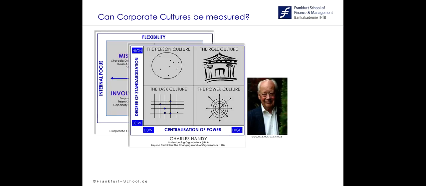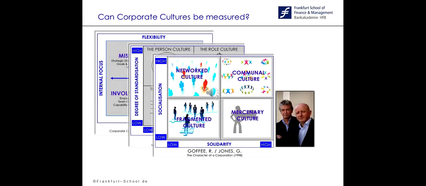Charles Handy similarly provided a two-dimensional model, claiming that the degree of centralization, high or low, in relation to the degree of standardization, again high or low, would enable us to classify corporate cultures along the lines of the 4 types he suggested: person, role, task, and power culture. Goffee and Jones' two dimensions referred to the degree of solidarity and socialization to be found in a company. Based on this, they suggested 4 types of corporate culture, which they called network, communal, fragmented, and mercenary culture.